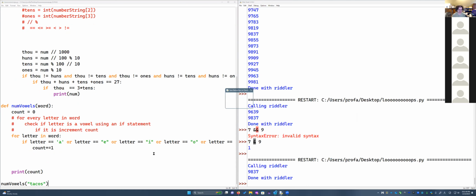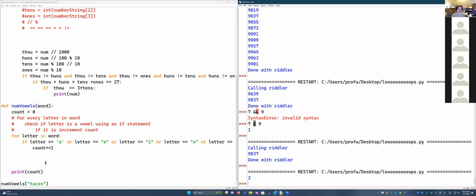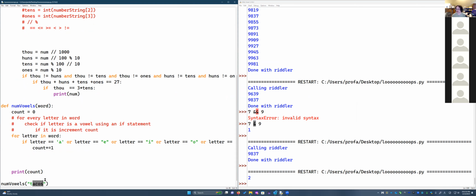And so we can kind of see this happen here. So we've got 2, right, because tacos has 2 vowels. That's exactly correct, Gabby. That is exactly correct.